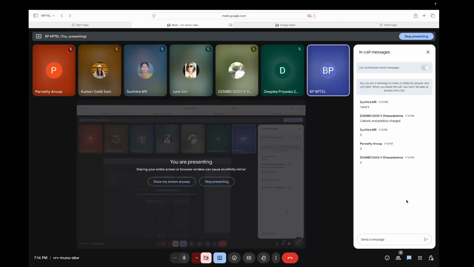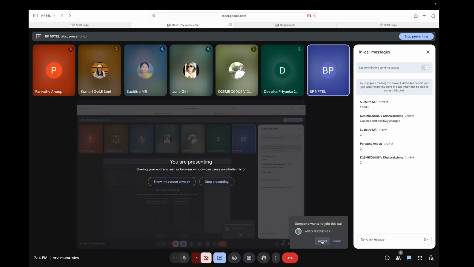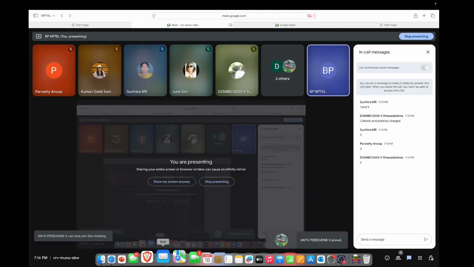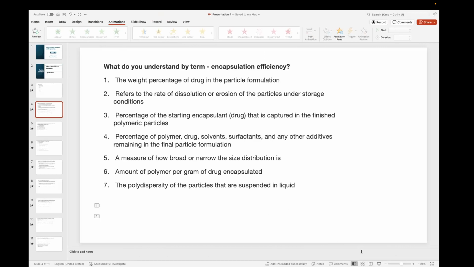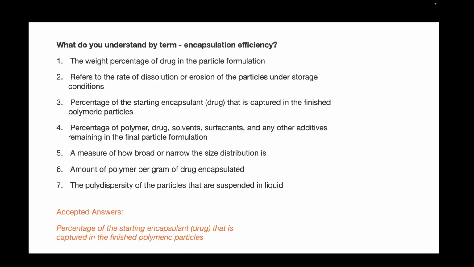Option 3. Option 3, option 2. Okay. Yeah, so here the correct answer would be option 3, the percentage of the starting drug amount that is captured in the final or the finished polymeric particles.